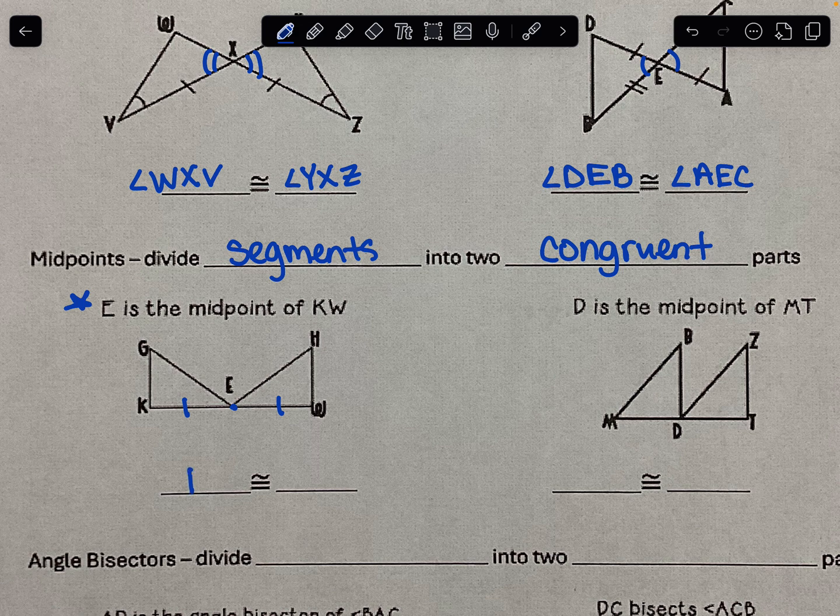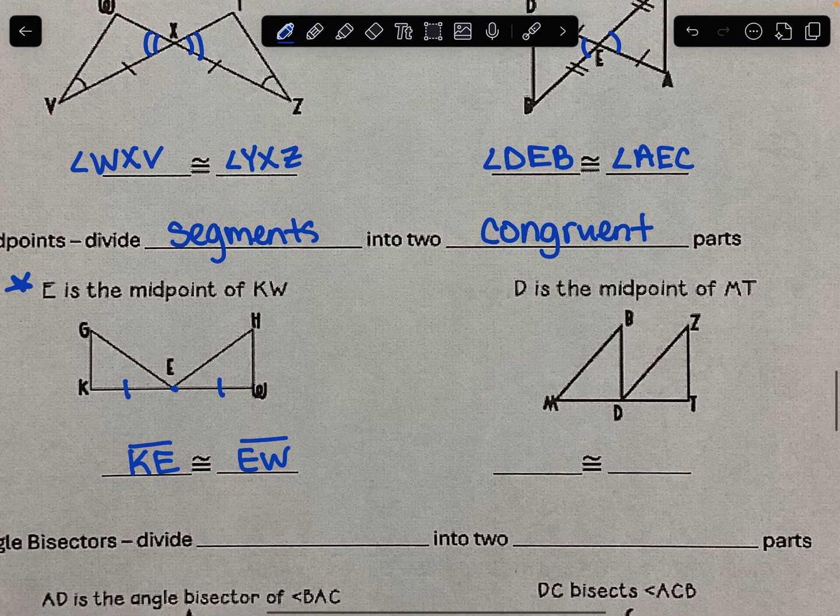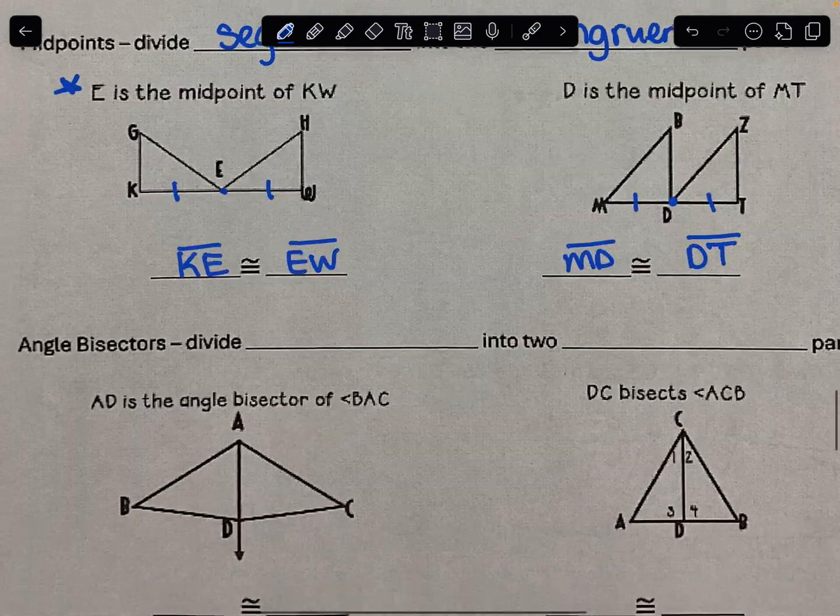Not KG, K, E. KE. Yeah, KE is congruent to EW, or WE. Okay, same thing on the second example. It tells you that D is the midpoint here, so I know these two segments are congruent. So MD is congruent to what? DT. Yeah, or TD. Okay. All right, last part.